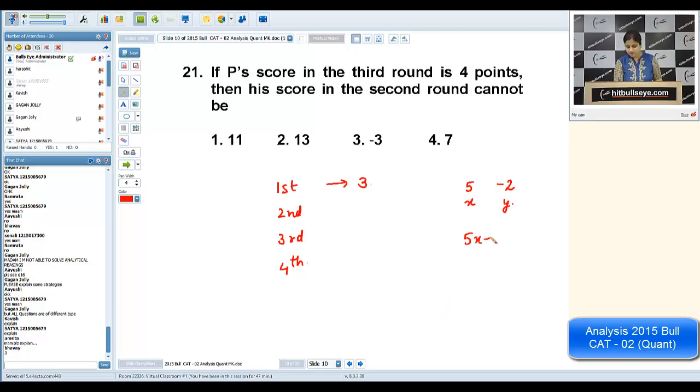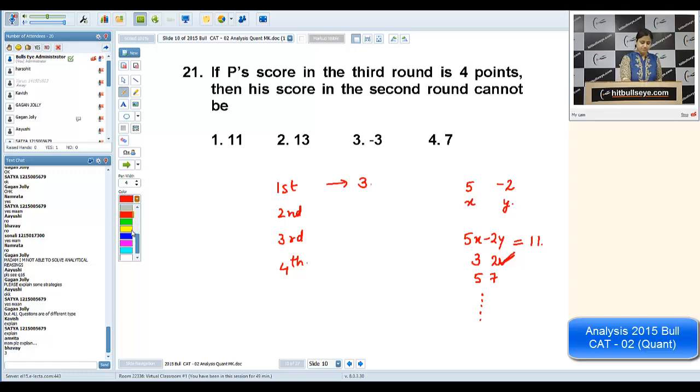So he is scoring 5x minus 2y, which comes out to be 11. That is mentioned in the question. Now if we solve this, we'll get one solution as (3, 2) and another solution to be (5, 7), and so on. But we will consider this case only.